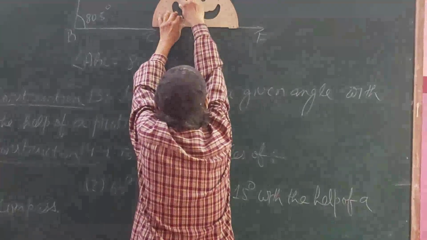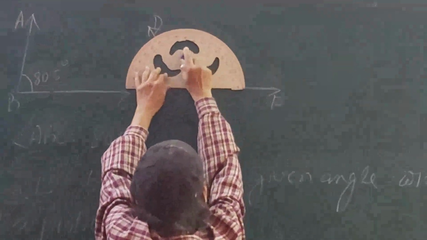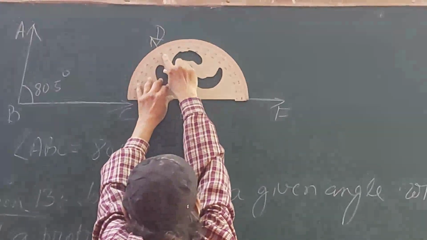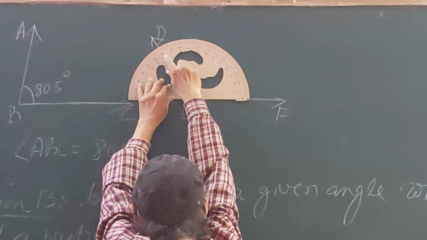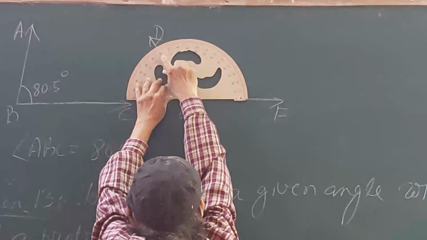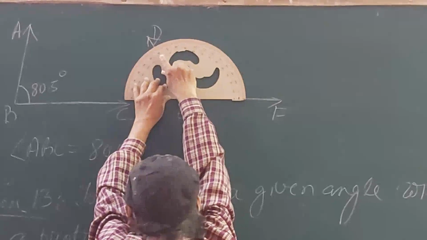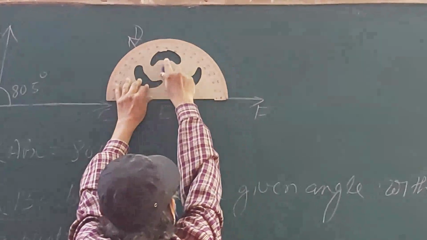The upper scale says 60, 59, so you have to follow the lower scale. It is 121. The lower scale shows 121, while the upper scale is telling that it is 59, but you have to take the lower scale because it is the obtuse angle.